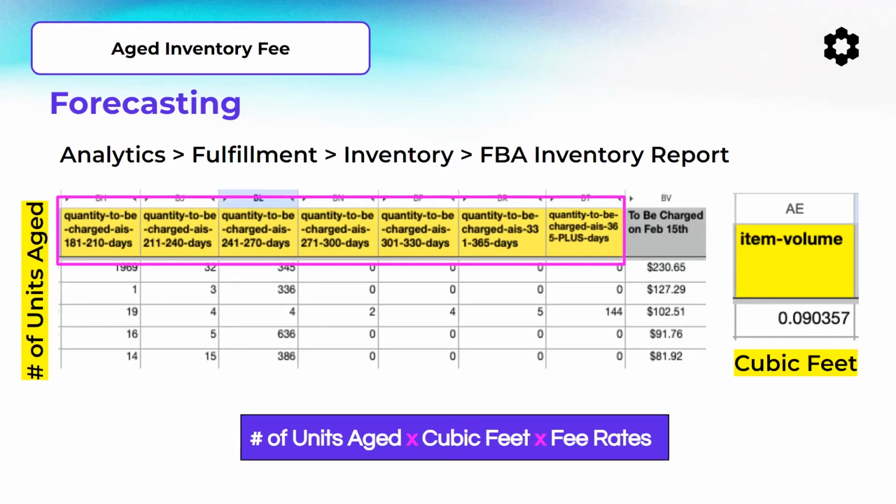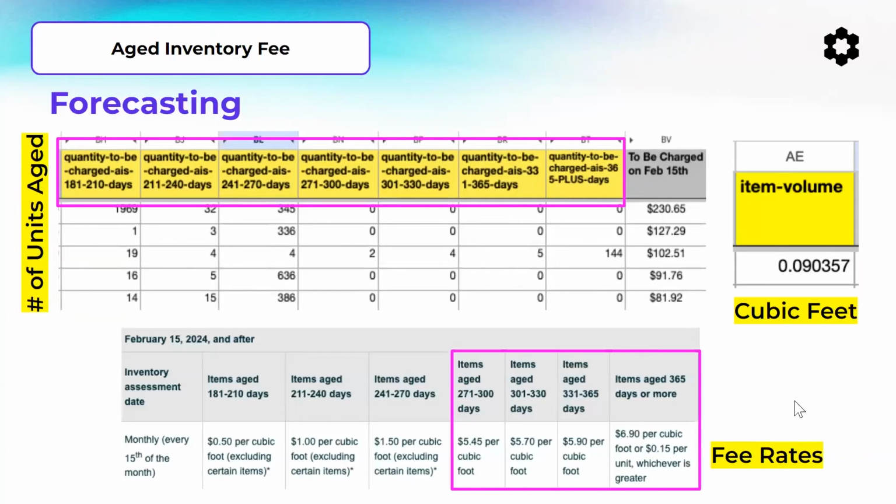It's the aged inventory surcharge in units. You want to know in units so you have an idea as it progresses what you could be incurring in terms of fees. So you download this report, you find these columns, and the other column that you're going to need is the item volume. This is your cubic feet per unit. In order to understand what fees you're going to be charged, the formula is number of units aged times the cubic foot times the fee rate. So let's see how this works by looking at the fees and how they relate.